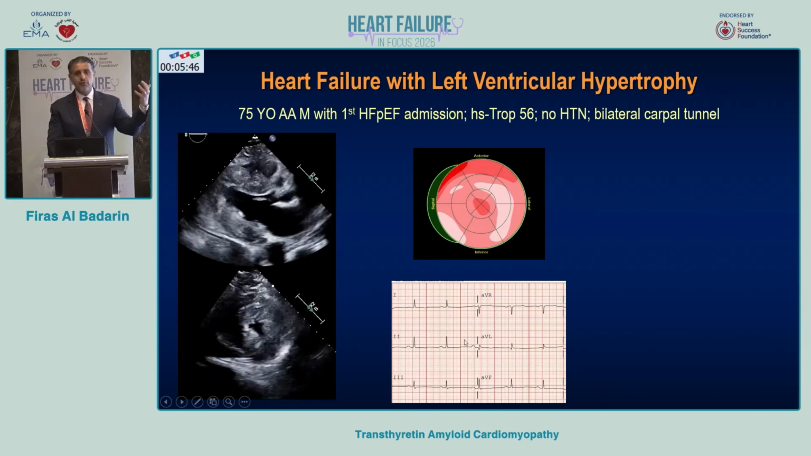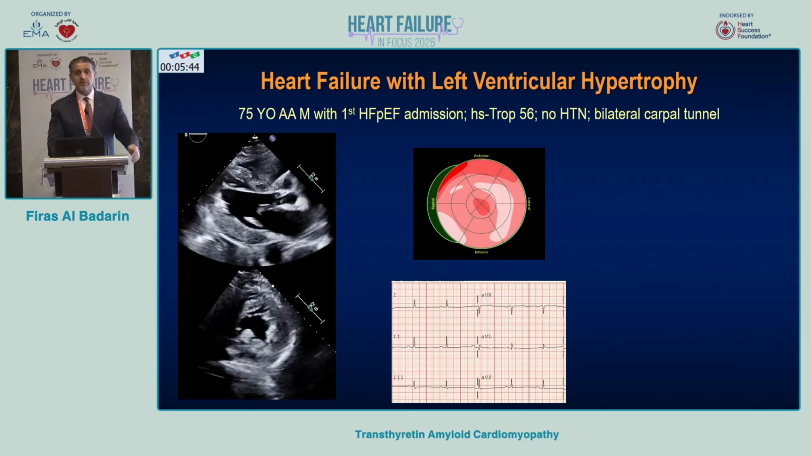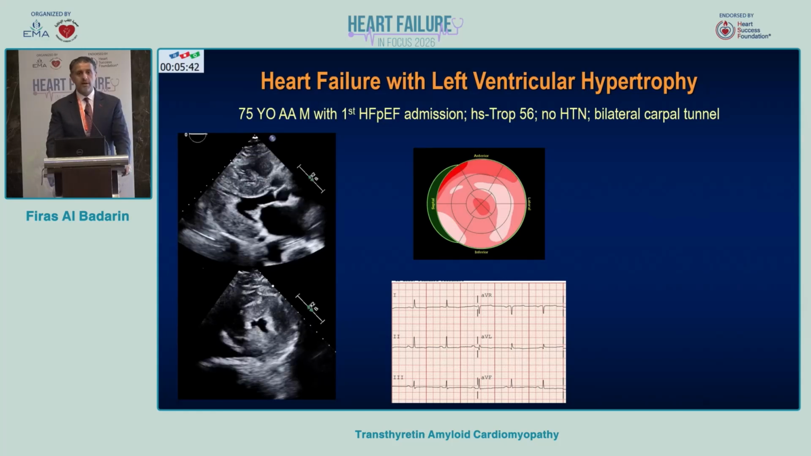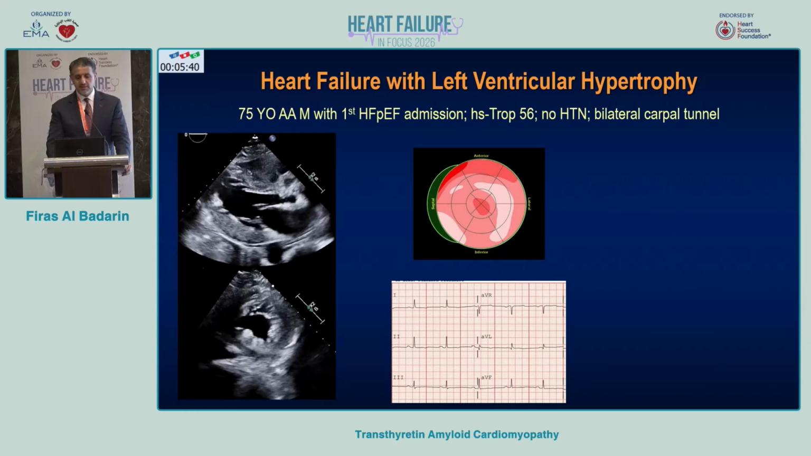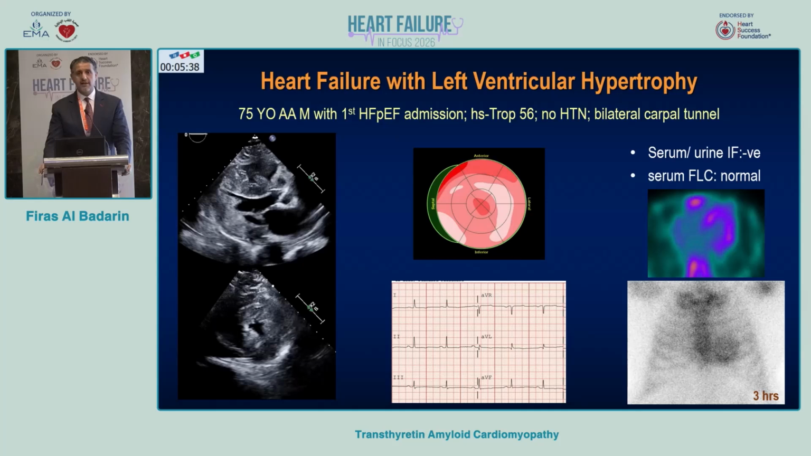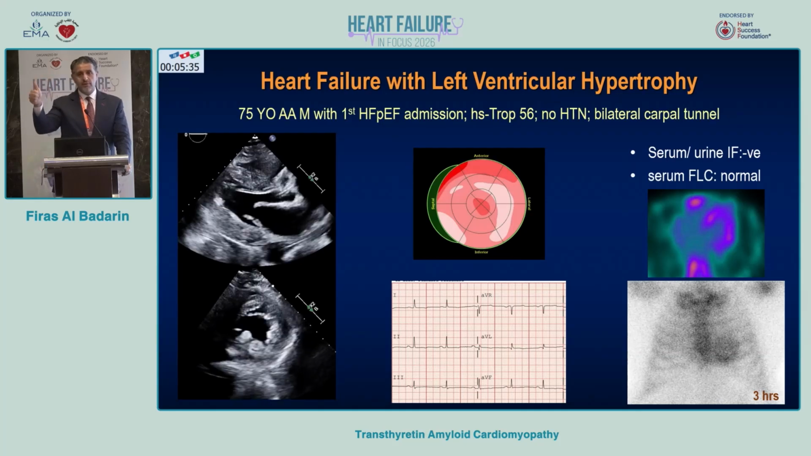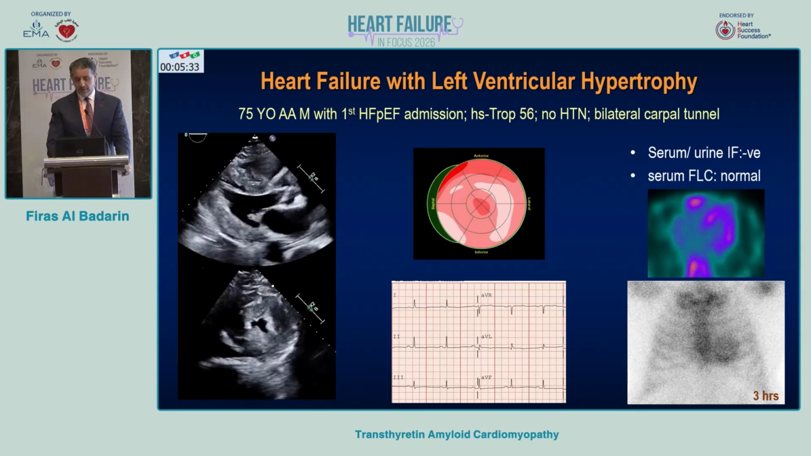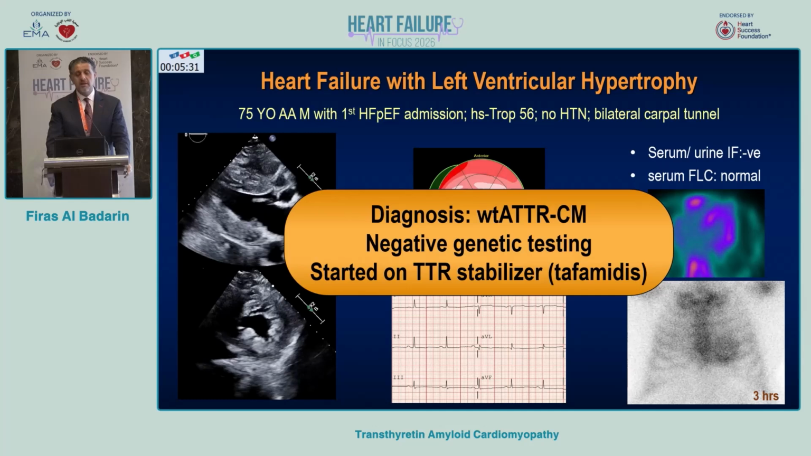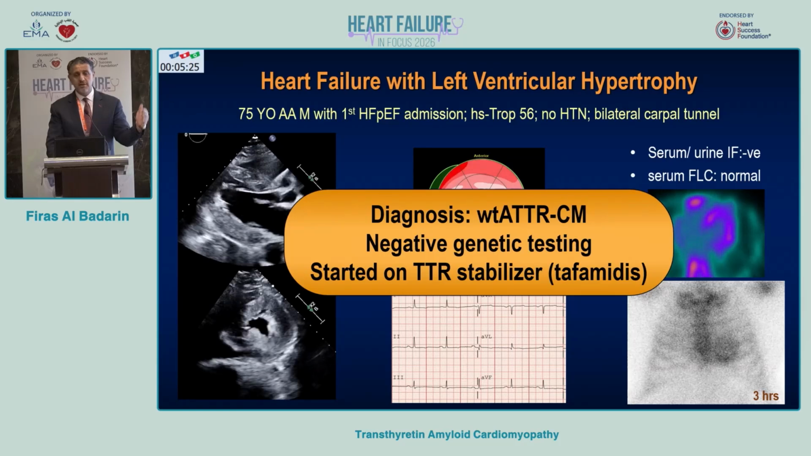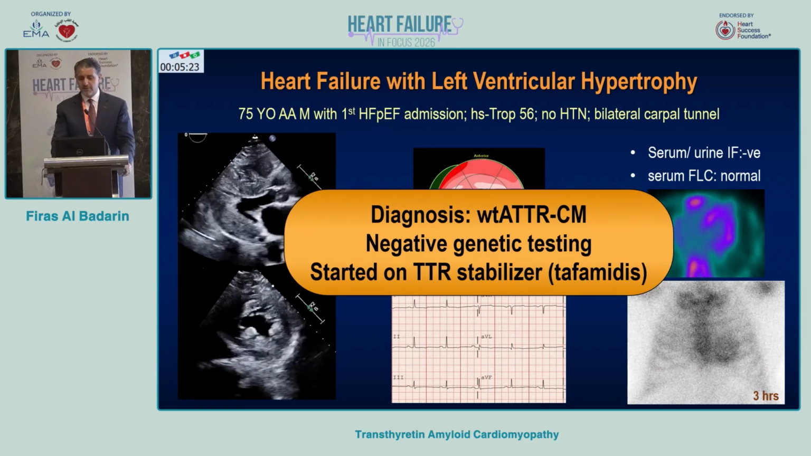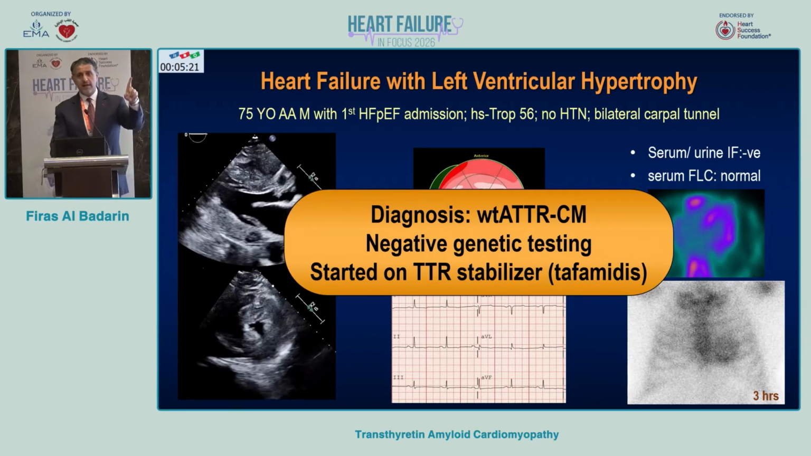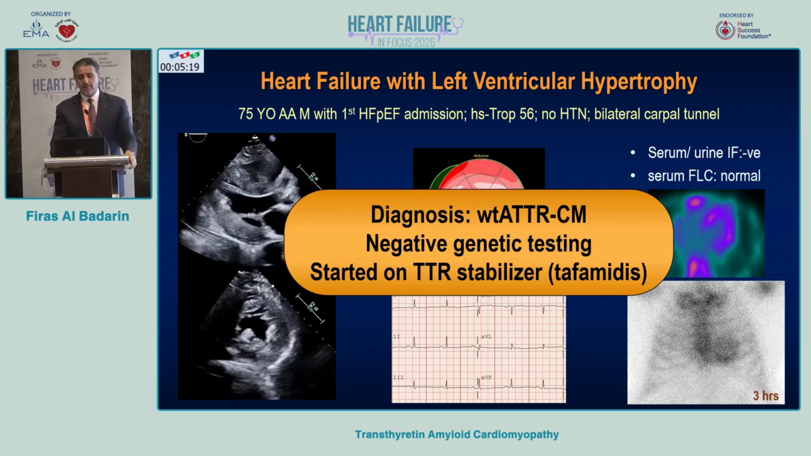This is enough to go to the next step, which is to perform cardiac amyloid radionuclide scintigraphy, which confirmed the diagnosis. Next, you rule out a plasma cell disorder, and you have a diagnosis. This patient was diagnosed with wild-type ATTR cardiomyopathy and was started on a disease-modifying agent, which happened to be a stabilizer in this case. So heart failure with LVH, think amyloid.